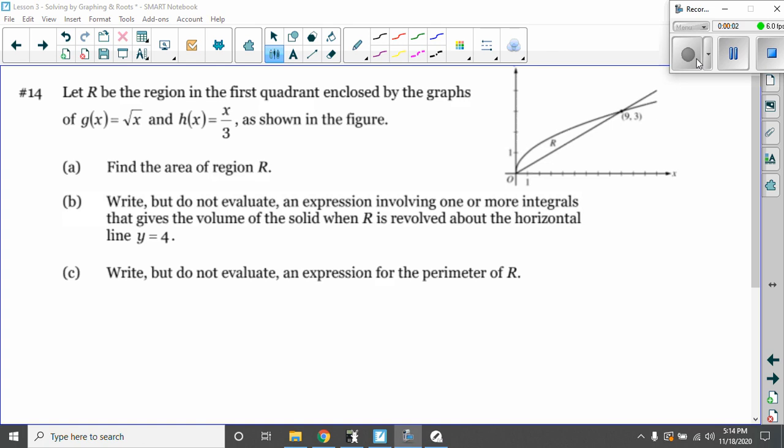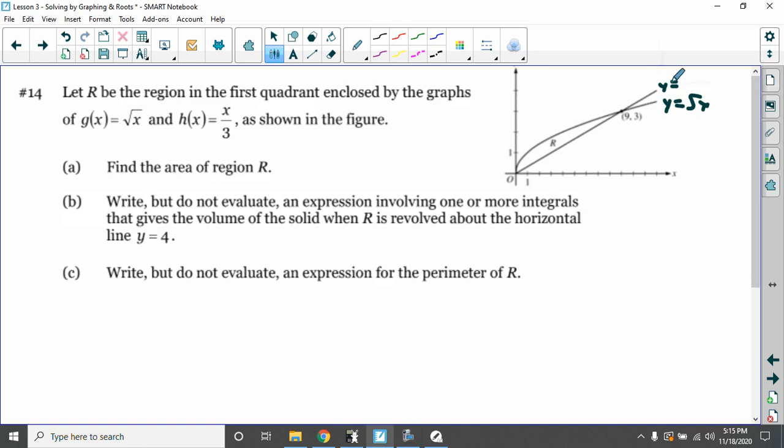And finally, number 14, part A wants the area of this region here. This curve is y equals root x. This one is y equals x over 3, which is the same thing as 1/3 x. It gives us the intersection points. So we need to integrate from 0 to 9 of the top function minus the bottom function.